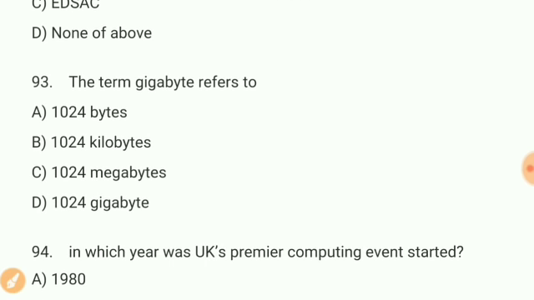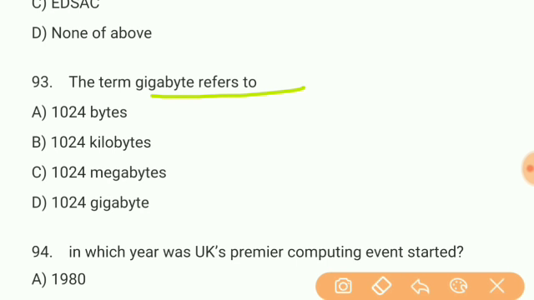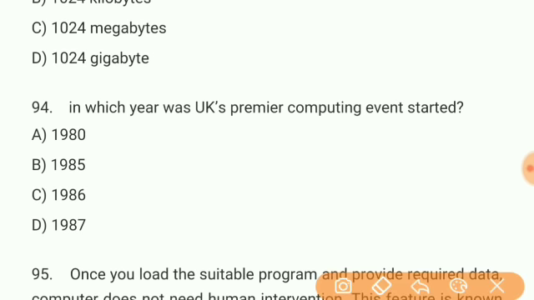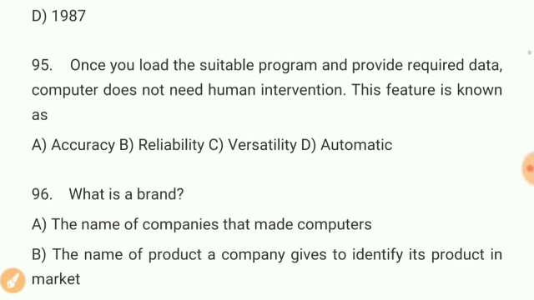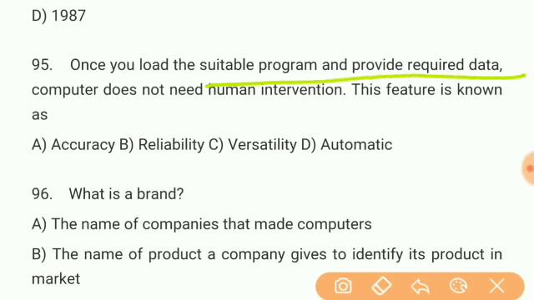Then the term gigabyte refers to 1024 megabytes. Okay, gigabyte means 1024 megabytes. Then in which year did the UK's premier computing event start? And it started in 1980. Then once you load the suitable program and provide required data, the computer doesn't need human intervention. This feature is known as what? So it is known as automatic.